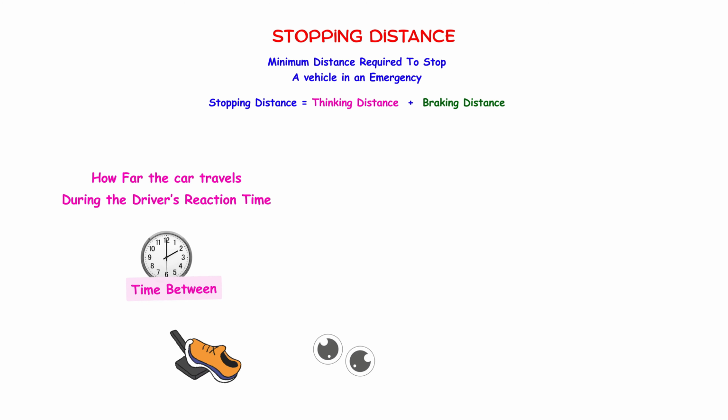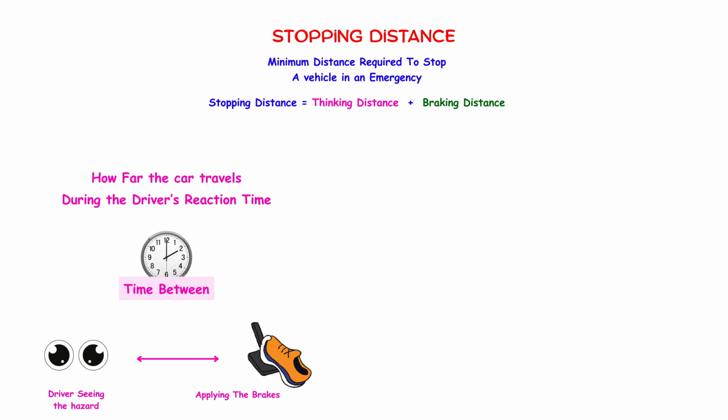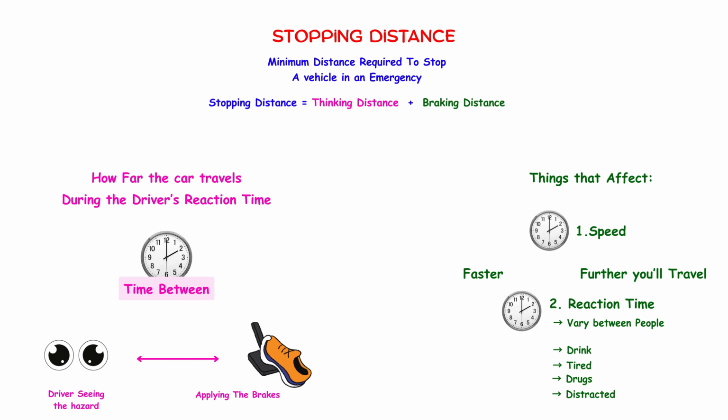The thinking distance is defined as the distance a vehicle travels during the driver's reaction time. This is the time interval between when the driver first notices a hazard and when they actually begin applying the brakes. There are two key factors that affect the thinking distance: the speed at which the vehicle is moving and the reaction time of the driver. The faster the vehicle is traveling and the longer it takes the driver to react, the greater the distance the vehicle will cover before the brakes are even applied.